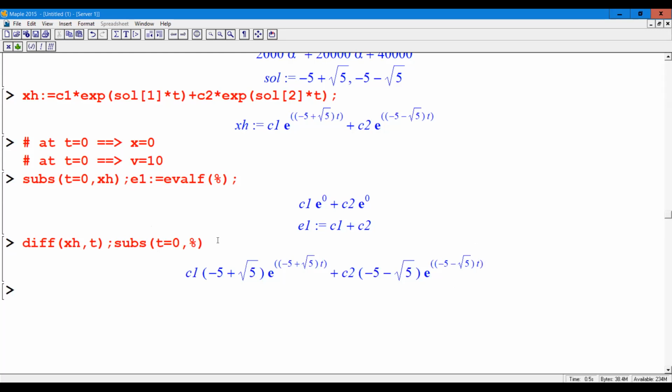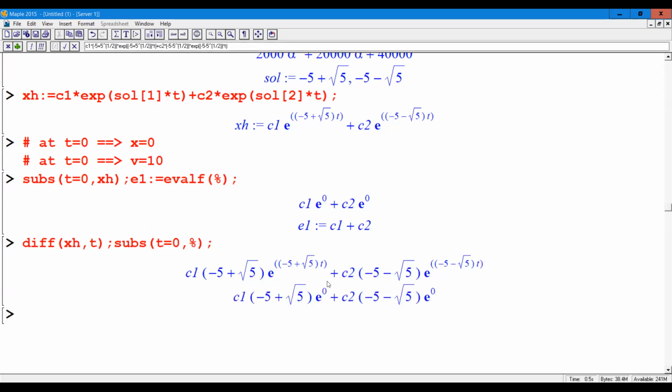Here you can see in this term, when we substitute t equal to 0, it will be C1 alpha 1 exponential 0 plus C2 alpha 2 exponential 0. So this is the second equation. We need to simplify this term.